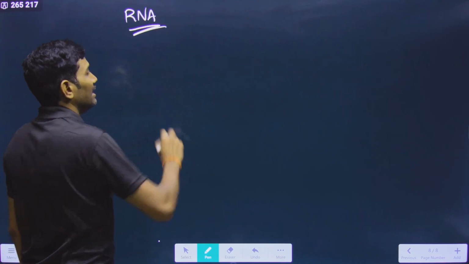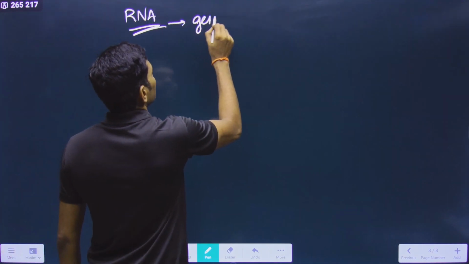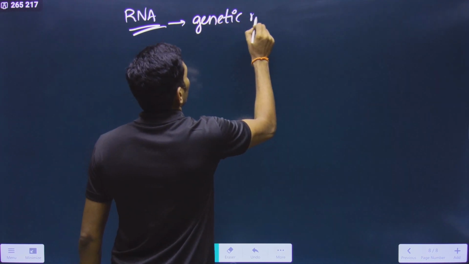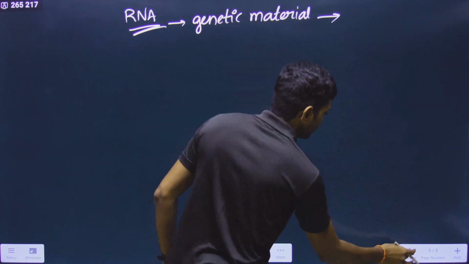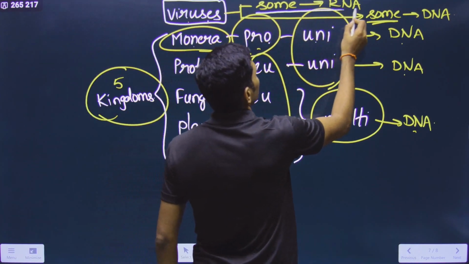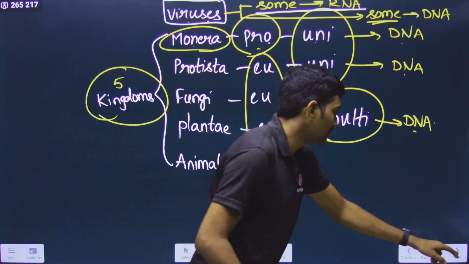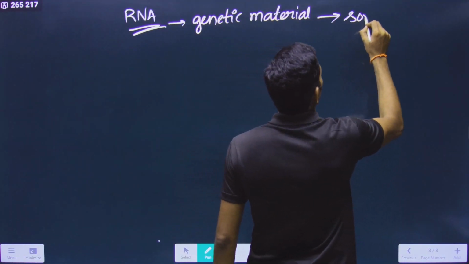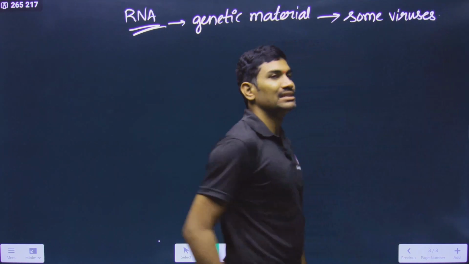But RNA has various functions. What are these functions? RNA acts as genetic material. Just now we studied, where is it acting as genetic material? In all viruses or some viruses? Some viruses. In some viruses, RNA can act as genetic material. So here it is in some viruses, RNA acts as genetic material.